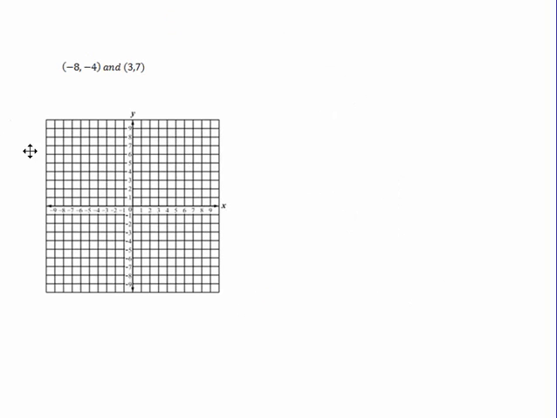Okay, so here I have this condition where I have 2 points. It's very good just to plot 2 points and make a line. So here I have to plot negative 8 and negative 4, so I go to negative 8 and negative 4. I'll plot that point. And 3, 7. 1, 2, 3. We got that point there. And draw my line here.